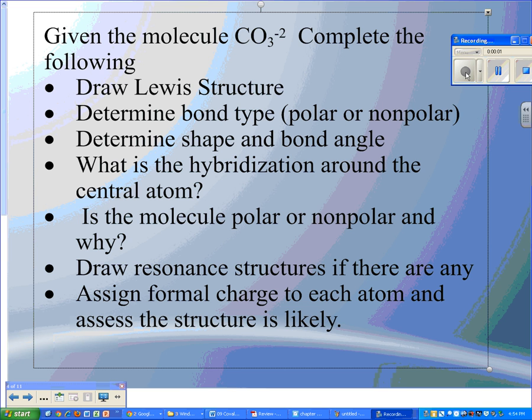This recording will help you write Lewis structures and basically go through all the things I could possibly ask you about Lewis structures of a molecule. So the first thing we can see is that I want you to draw the Lewis structure for CO3 negative 2. So I'm going to just draw this down here.